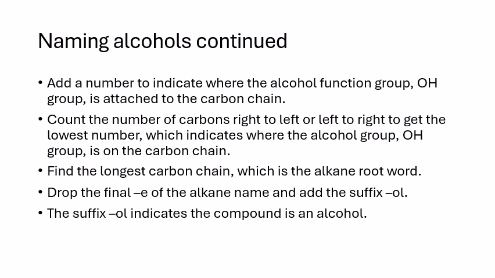Naming alcohols continued. Add a number to indicate where the alcohol functional group, the OH group, is attached to the carbon chain. Count the number of carbons right to left or left to right to get the lowest number, which indicates where the alcohol group, the OH group, is on the carbon chain. Find the longest carbon chain, which is the alkane root word. Drop the final E on the alkane name and add the suffix OL. The suffix OL indicates the compound is an alcohol.